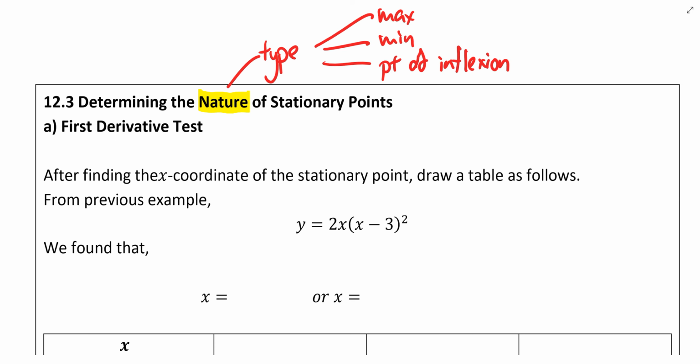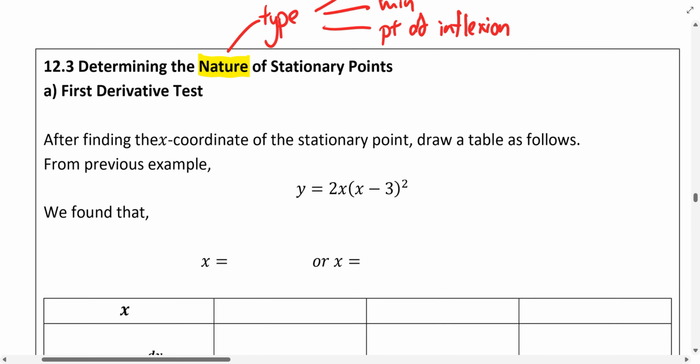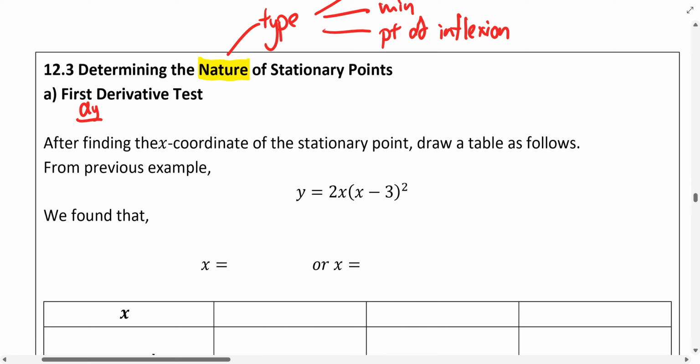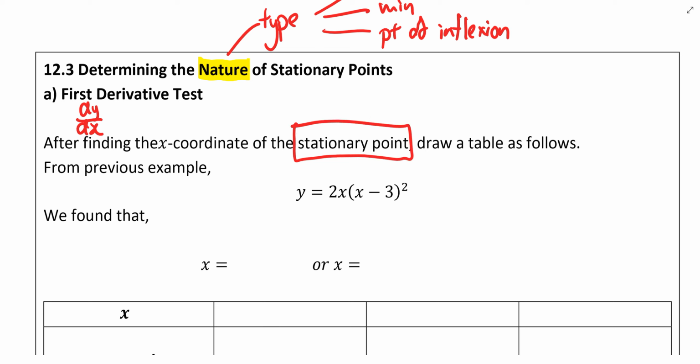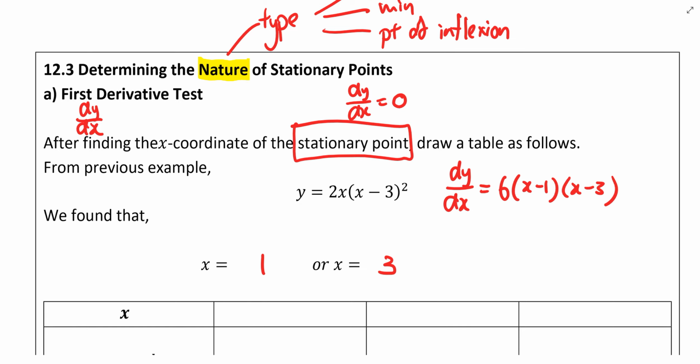The first one is called the first derivative test, which means you use dy/dx to determine what kind of stationary point this is. From the previous example, when we find stationary points, remember the concept: it means dy/dx equals 0. I have 1 and 3 as my stationary points. For convenience, I will write down dy/dx over here: 6(x minus 1)(x minus 3).